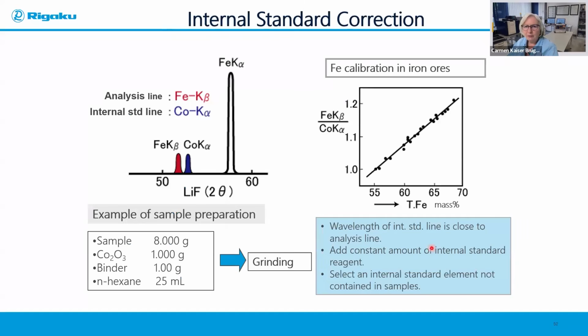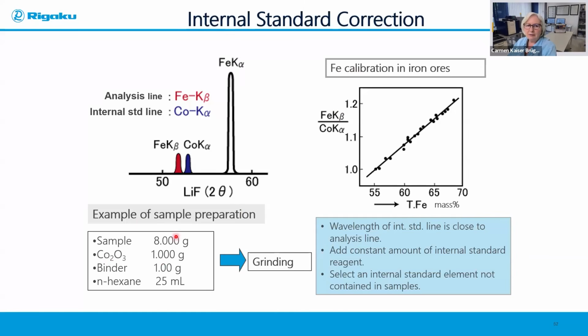So in this example, you can see how we can apply an internal standard correction. Very often, if we have the iron ore examples, iron ores contain a lot of iron, then of course we can choose an element that's very close by. Usually we need to choose the wavelength of the internal standard very close to the analytical line, which in this case is iron. So we can add a constant amount of this internal standard reagent. In this case, we chose cobalt because we're not interested in measuring cobalt.